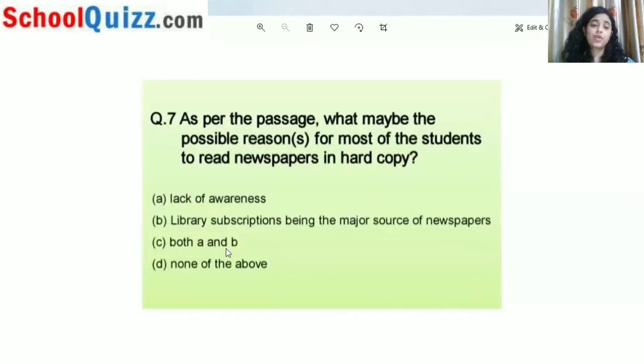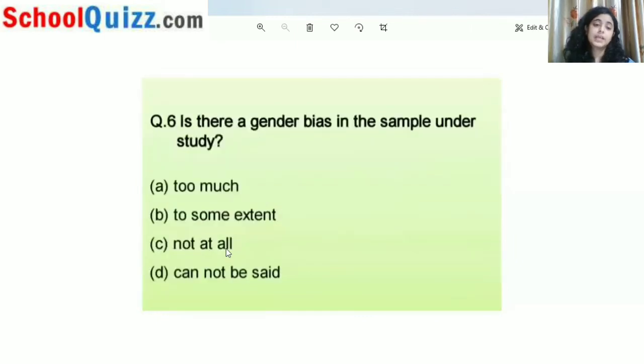As per the passage, what may be the possible reasons for most of the students to read newspapers in hard copy? And last one, is there gender bias in sample paper under study? Okay, so I hope I'm clear with it, right?